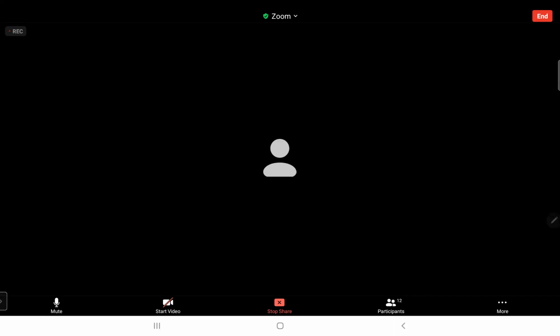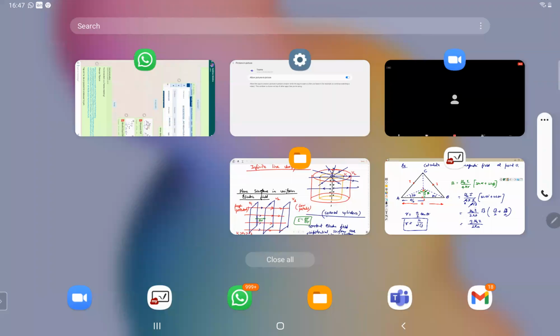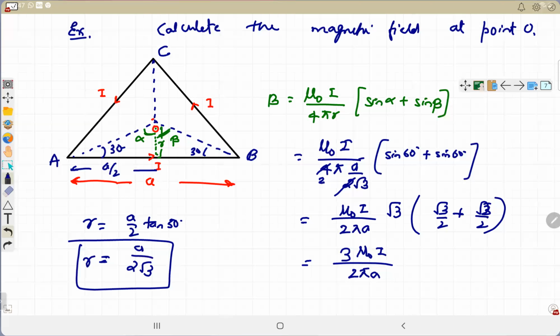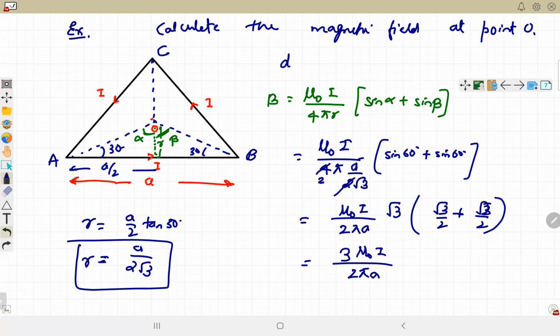Right, so when we calculate the direction of magnetic field, the better version is using that palm rule, the slap rule. This is due to each wire.